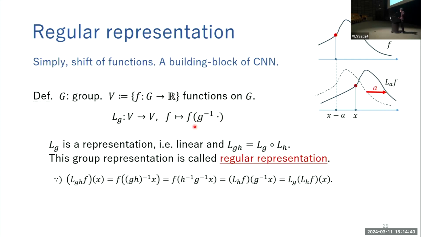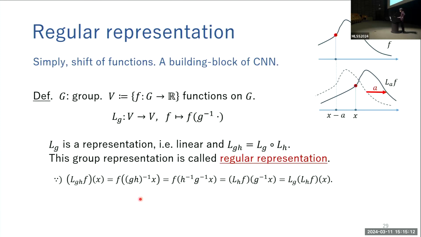Okay, and it's very easy to confirm this is a linear operation on the space of V, and also they satisfy this definition, the assumption in the definition of the group representation. So this is one example of group representation. There again, the vector space is the space of functions on G. And this is called the regular representation.